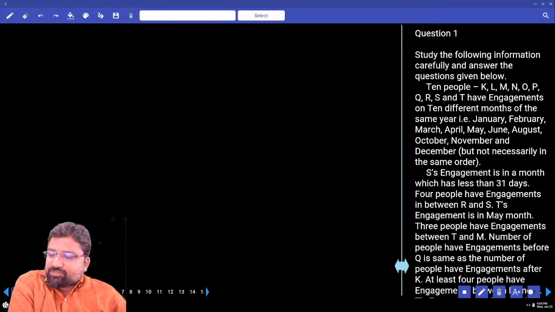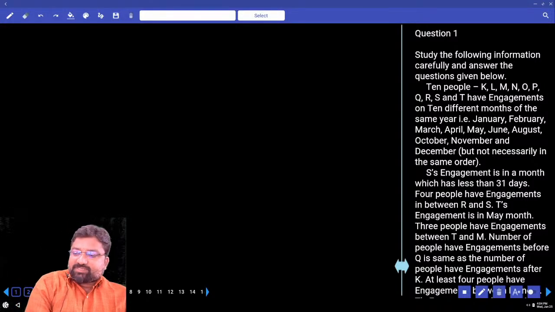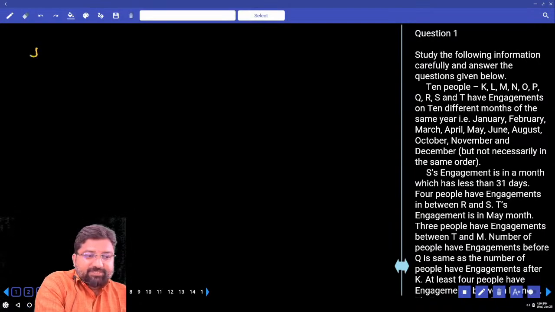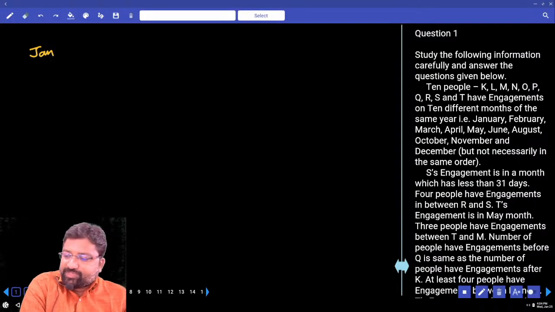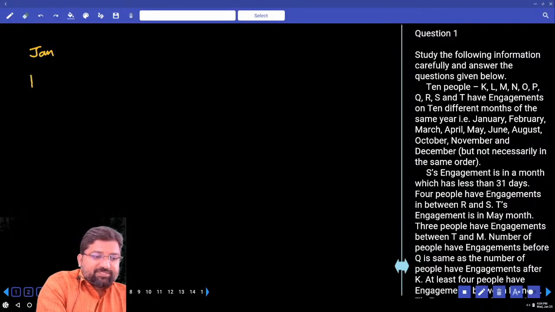K, L, M, N, O, P, Q, R, S, T have engagements in 10 different months of the same year: Jan, Feb, March, April, May, June, August, October, November and December, but not necessarily in the same order. So there are some months given to us. Let's write down the details about the months first. Yesterday I told you, anything related to calendar, we'll go with that first. Jan, Feb, March.